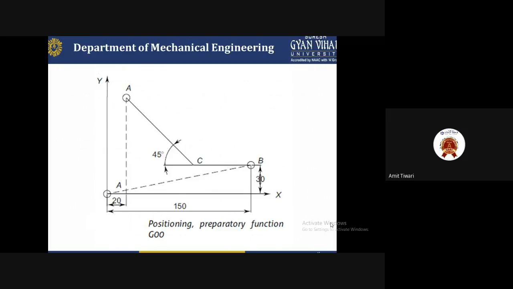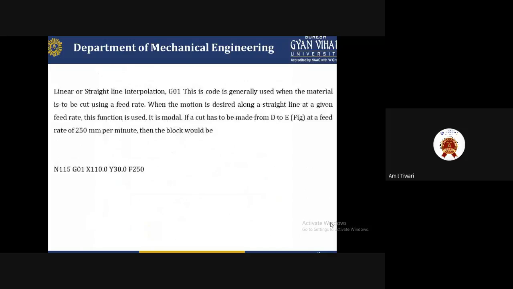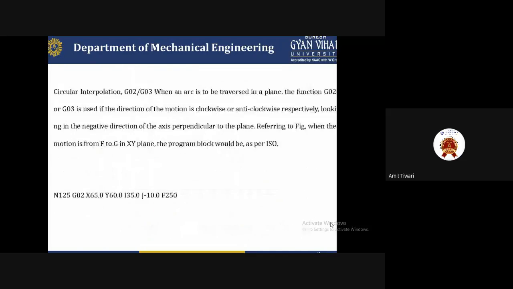And the second one is A or B, that is the 45 degree. You can put the one in the diagram. Now in the second slide you have to indicate N115 for that. In the second slide, for G02 and G03, you have to use it for that.